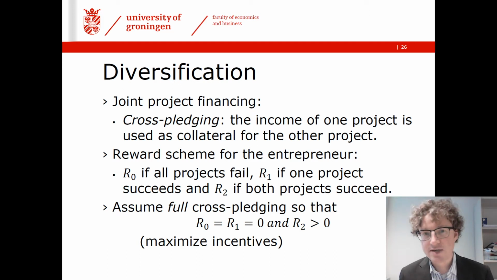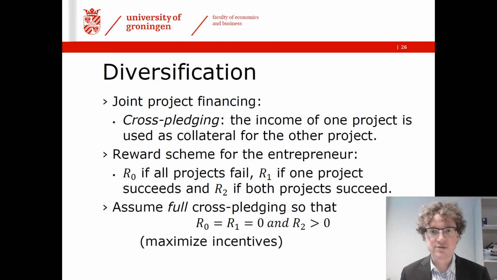And the reason why we want to do this as an entrepreneur is that we can use cross-pledging. So cross-pledging basically says, if project number 1 is successful, then I'm still going to give all the returns from this project, the complete R, to you, funder, if the other project is not also successful. So this is cross-pledging. I'm going to use the income from the first project, which might be successful, and put this down as collateral for the second project.